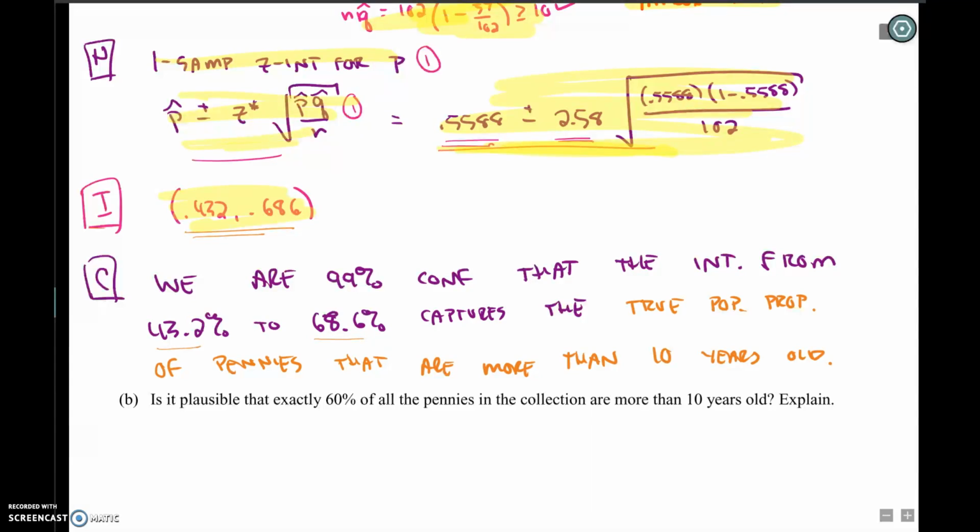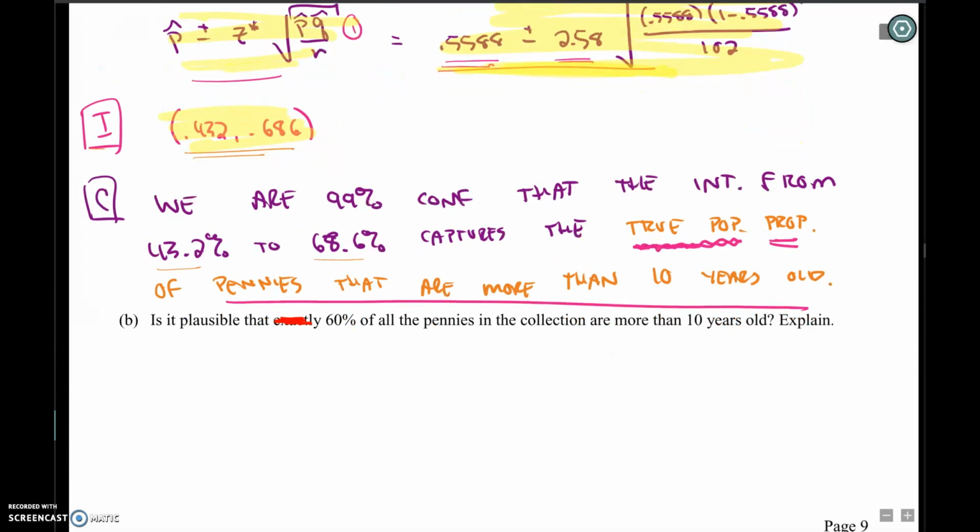Things you need on the conclusion: context. You need to talk about pennies that are more than 10 years old. The parameter, you need to say proportions. You need to address that it's a parameter, not a sample. So you need to say true or population, and then the other structure. All right? Seems like a lot, but we're going to do it over and over, and you'll be a pro at it by the end.